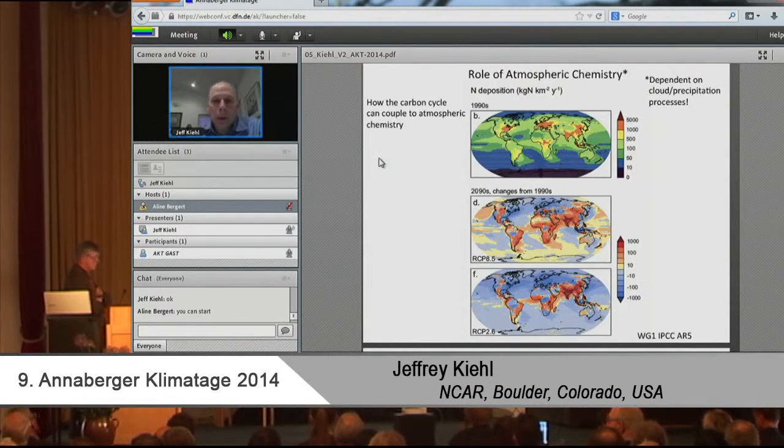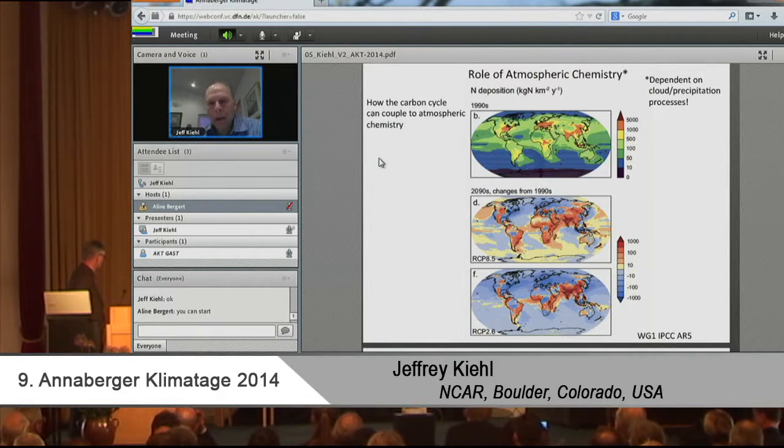Not only is it coupled to life in terms of how much carbon is taken up, the efficiency with which carbon is taken up is affected by what makes life grow on the planet. And one of the nutrients that life needs to grow, either on land or in the ocean, is nitrogen. And these are projected maps, global distributions of the amount of nitrogen deposited at the Earth's surface for the near present day, the 1990s, and then projected out into the future. And so this shows how the atmospheric chemistry couples to the carbon cycle.